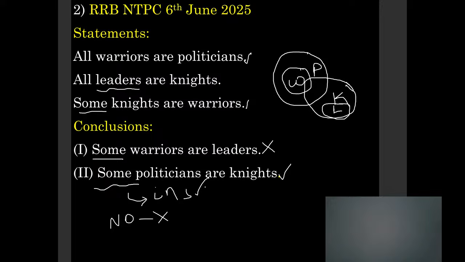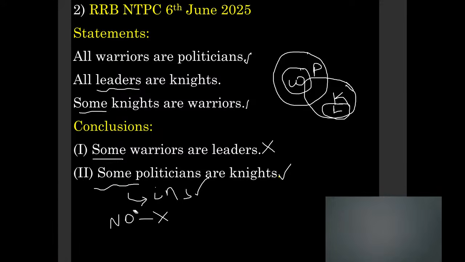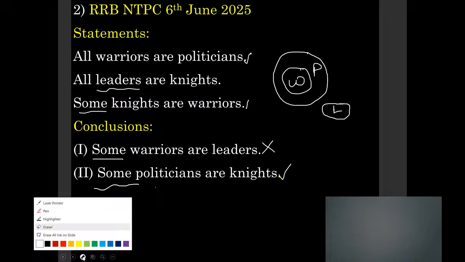So yes, some politicians are knights. It is correct because those are intersecting. Politicians and knights both are intersecting. Now in order to prove this false, we should remove that intersection. So let us remove that intersection. I am removing the knights and politicians intersection. I am taking them separately.